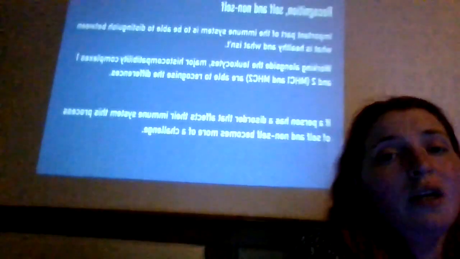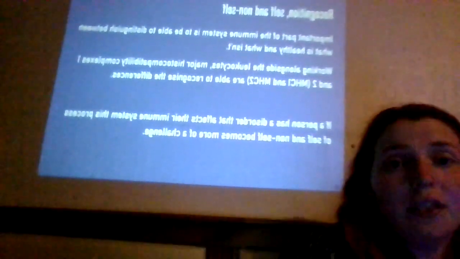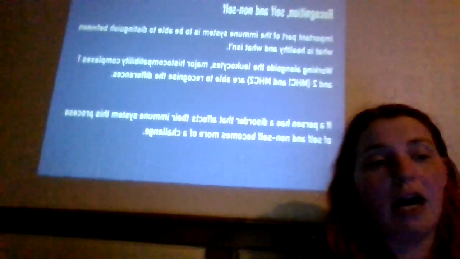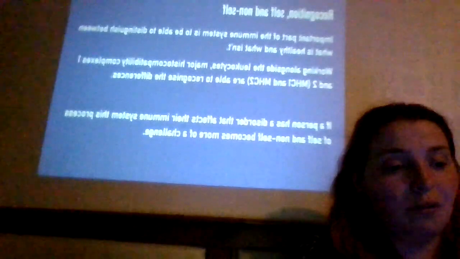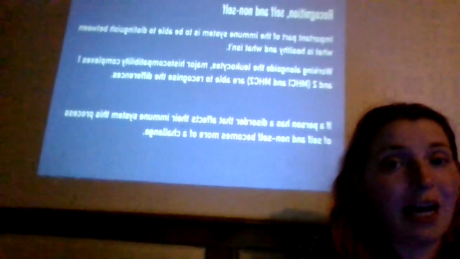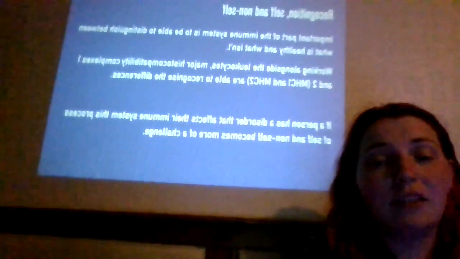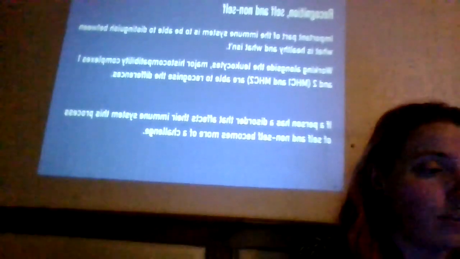Then we have tolerance, transplants and disorders. So your body will recognise a healthy cell and a bad cell, but sometimes it can struggle, especially if it has a disorder to your immune system.